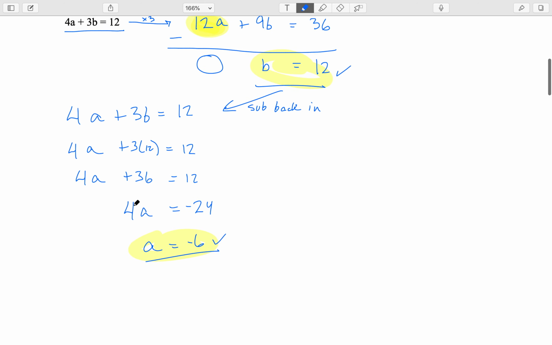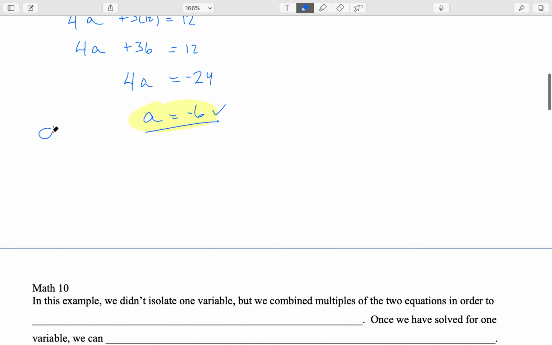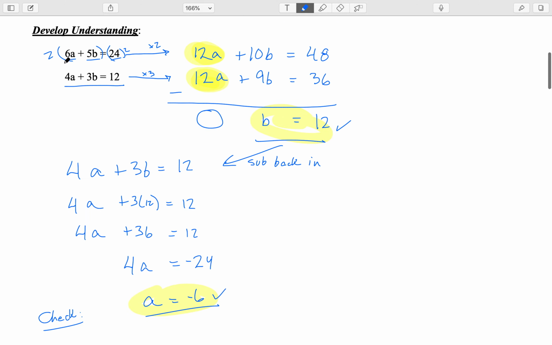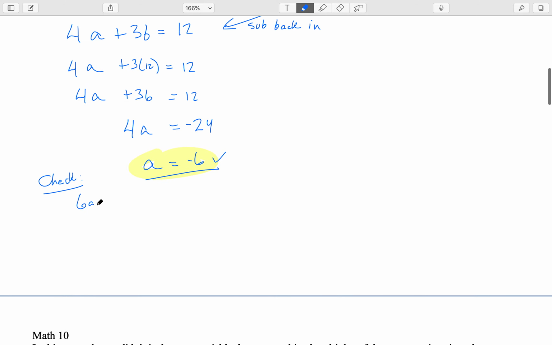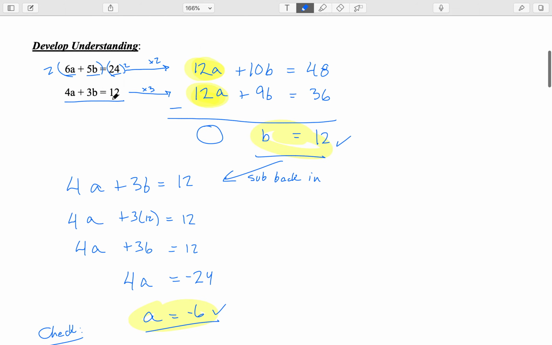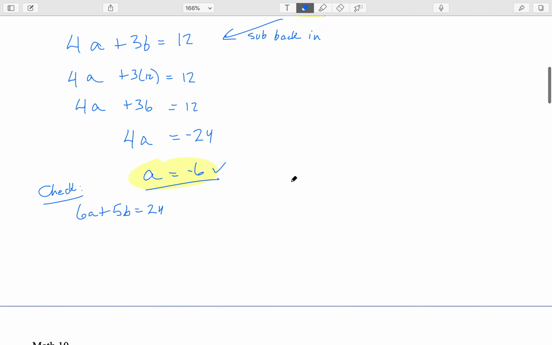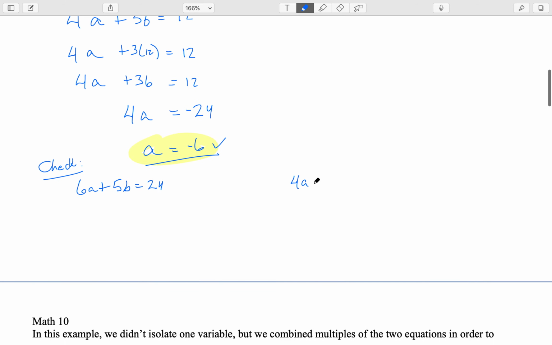I'm just going to check it just in case. Now, if I have to do the check, remember, when you're doing the check, you have to check both equations. 6a's plus 5b's is 24. Okay, let's try it. 6a's plus 5b's equals 24. And the other one is 4a's plus 3b's is equal to 12.